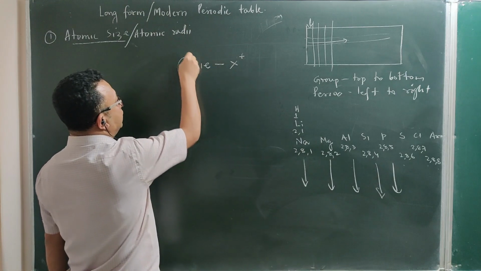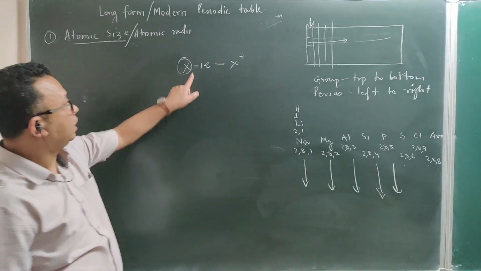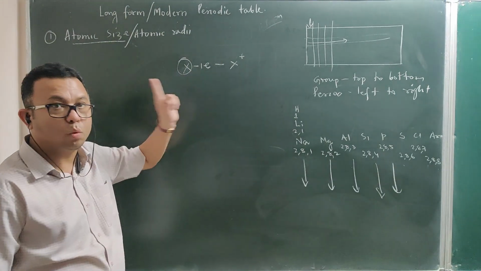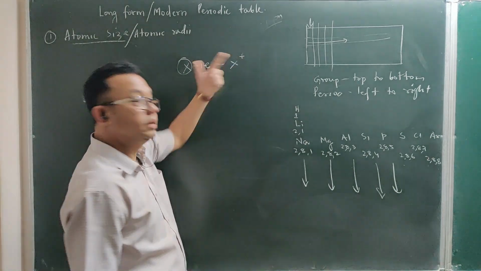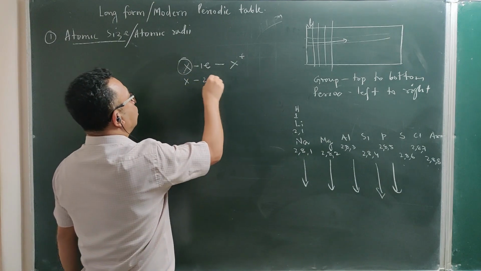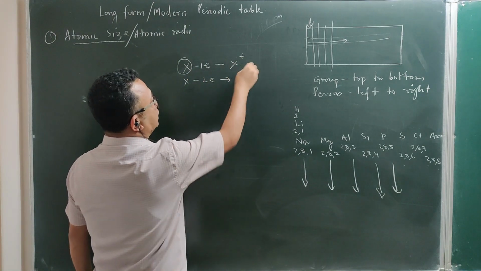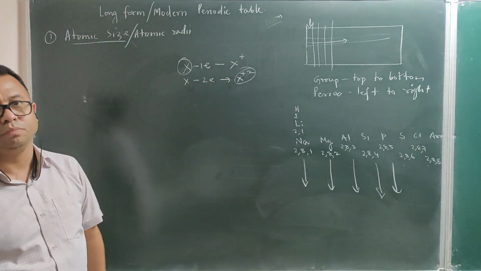Don't forget, it had an equal number of electrons and protons. But now it has lost one electron, which means it now has one proton more. Proton is positive charge, that's why this X is getting one positive charge. Same way, if it had lost 2 electrons, then this becomes X plus 2. You can see the charge X plus 2.